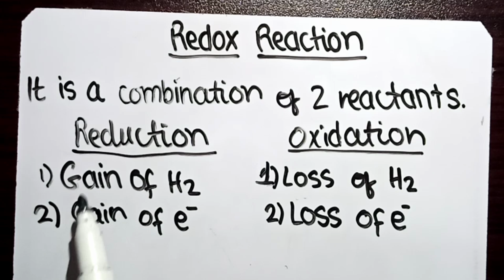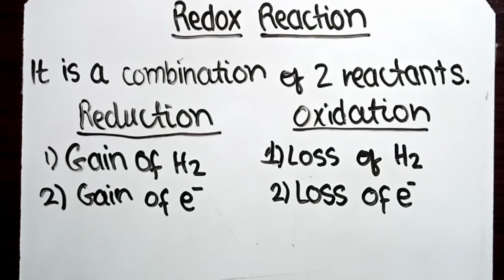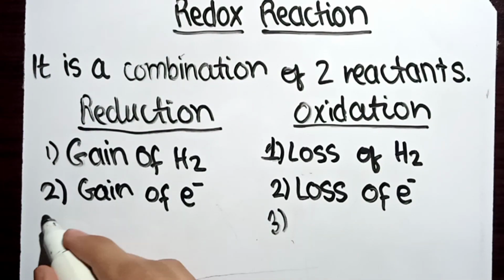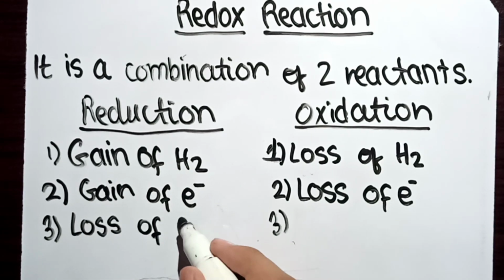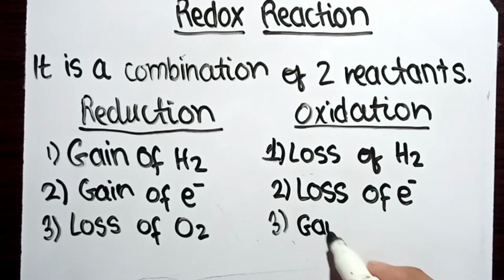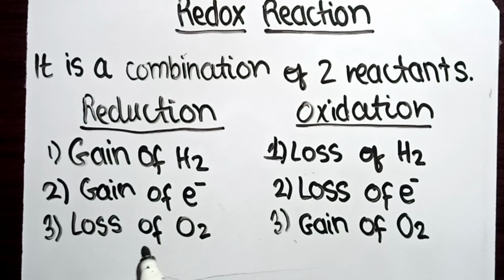You can remember that wherever there is a gain of hydrogen gas, there is a gain of electrons. And in oxidation, wherever there is a loss of hydrogen gas, there is a loss of electrons. And the most important thing, understand this: in reduction there will be the loss of oxygen, and in oxidation there will be the gain of oxygen gas. Now can we represent this?